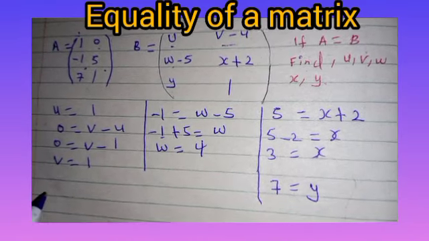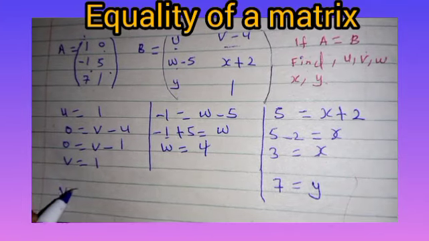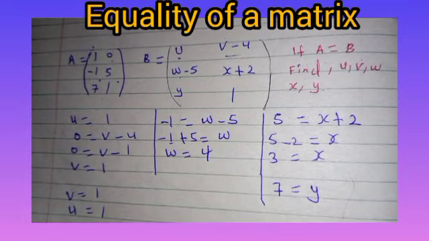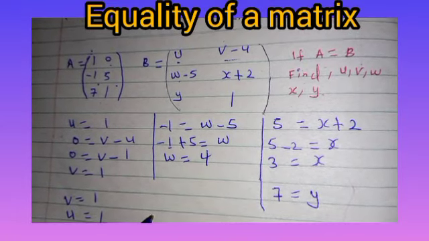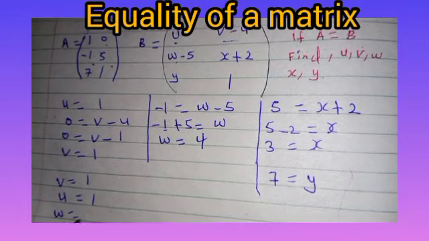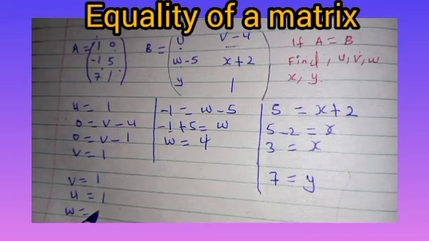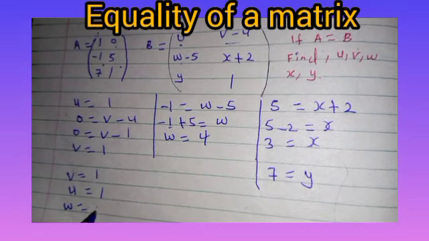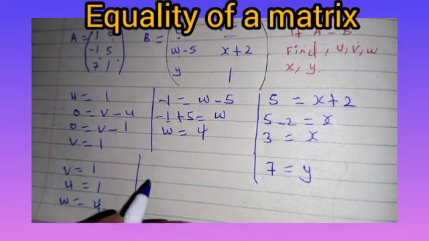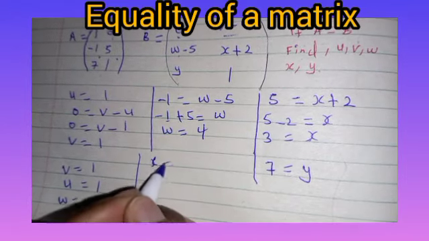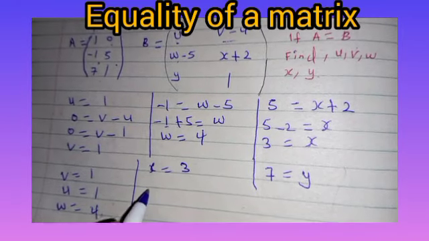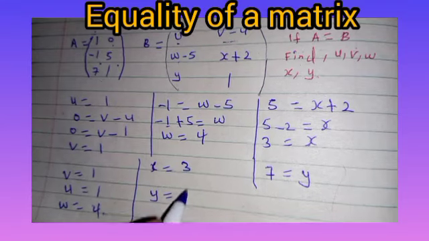So we have obtained our unknowns: V is equal to 1, U is equal to 1 also, W is equal to 4. Then we have finally X is equal to 3. Then you have Y is equal to 7.